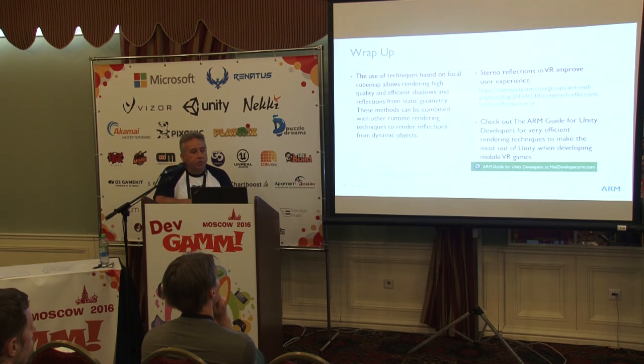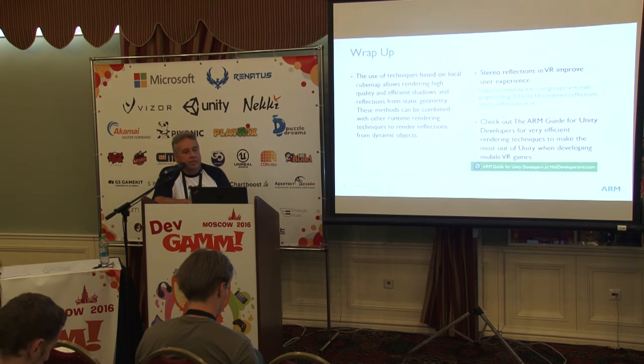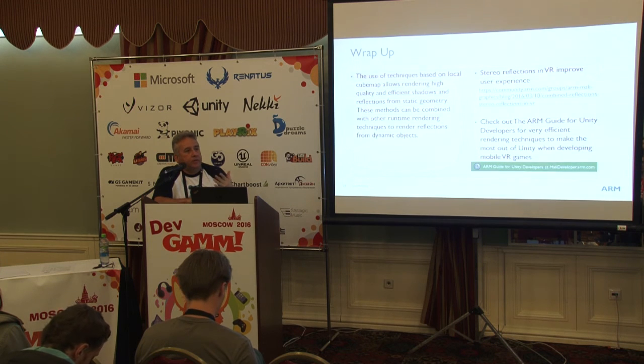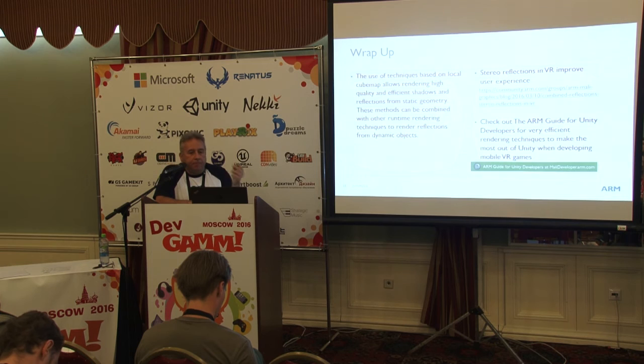Let's wrap up. Shortly, we have seen a couple of highly optimized rendering techniques based on local cube maps. We can use the local cube map technique to render very efficient shadows and reflections for the static geometry. But for the dynamic geometry, we can use other well-known techniques, and we can combine them at runtime to get a full picture of shadows and reflections in mobile VR. Finally, when dealing with reflections in mobile VR, or in VR in general, we need to render stereo reflections.